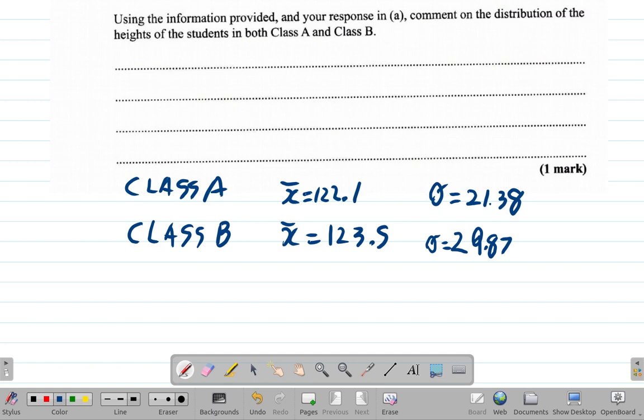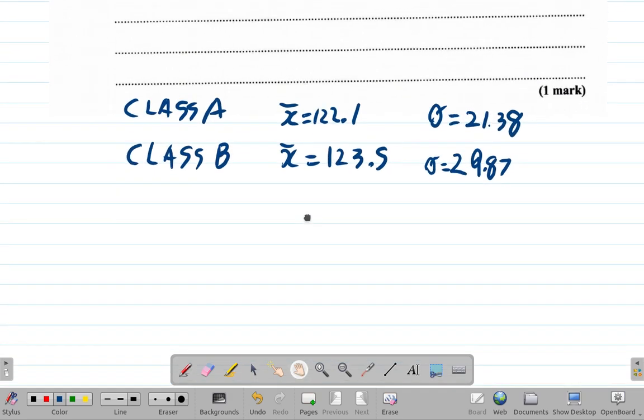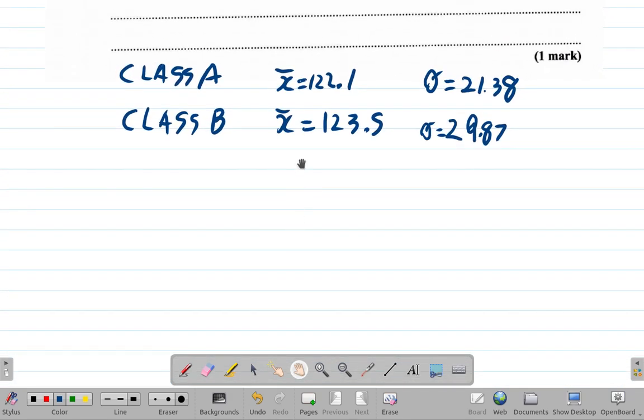Comment on the distribution of the heights of the students in both class A and class B. So you're going to write it out in English. Now what you could say here is the mean height for class A is lower than for class B. Well, we're going to look. I think they mainly want the standard deviation.